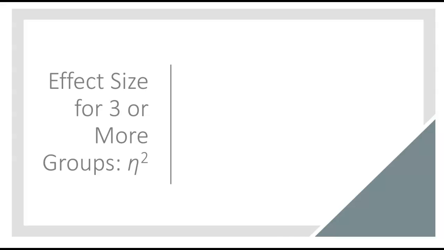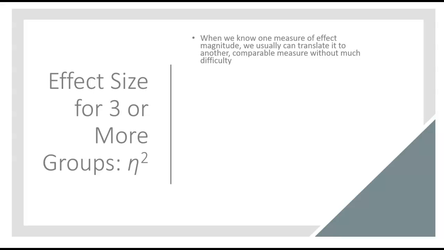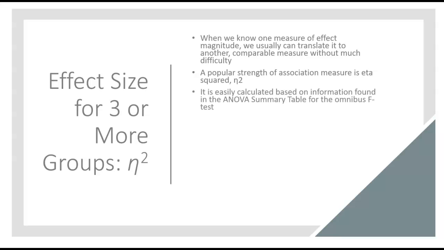Effect size for studies where you have 3 or more groups: what we want to know is some measure of the size of the effect. So we're going to try and come up with a comparable measure to what was described for effect size in our 2-group comparisons. One of the most popular of these is eta squared, and it is calculated based on information that you can find readily in the summary table when you conduct your F-test.